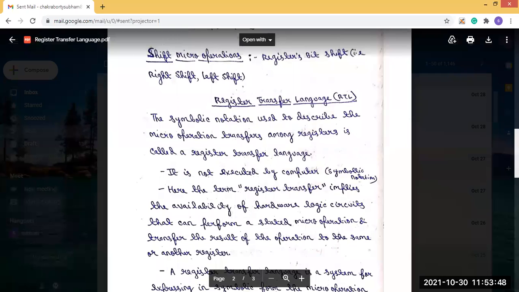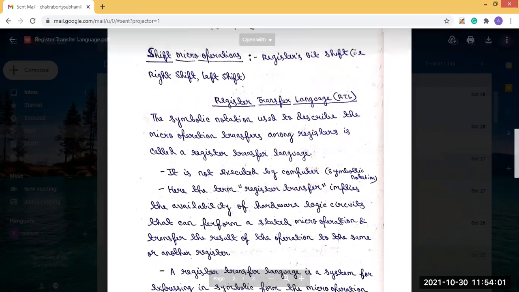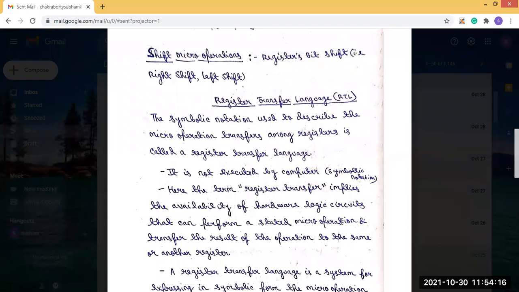That means all the micro operations that transfer from register to register, to represent that we use register transfer language. It is basically not executed by the computer, because as I've said, register transfer language is used for representation only. So it is not executed by the computer.